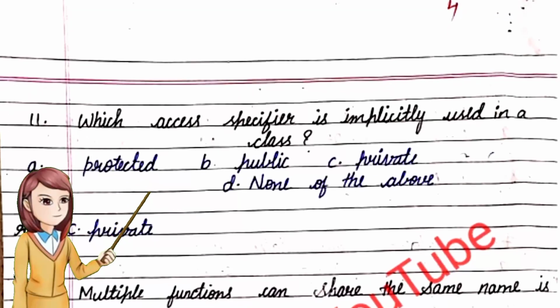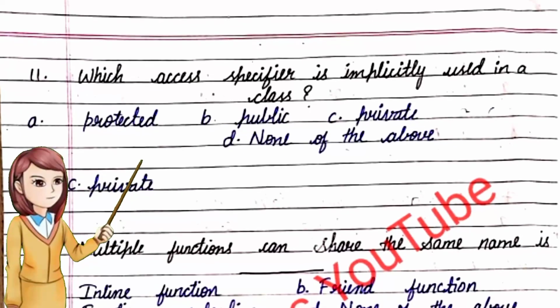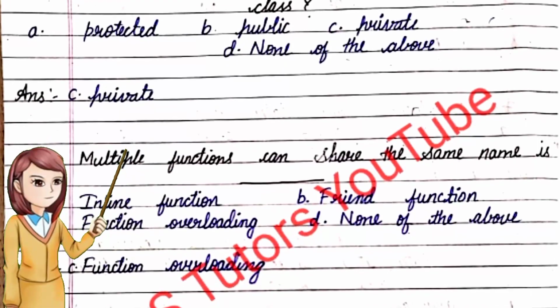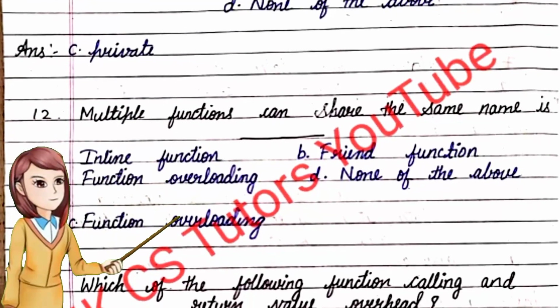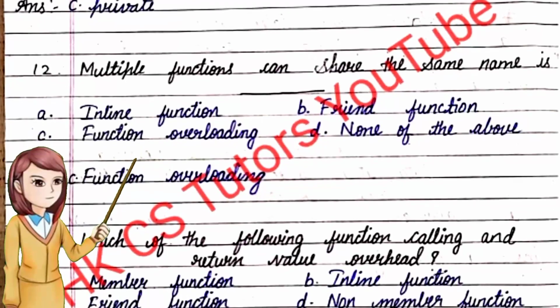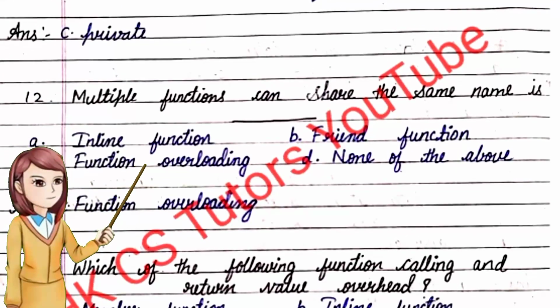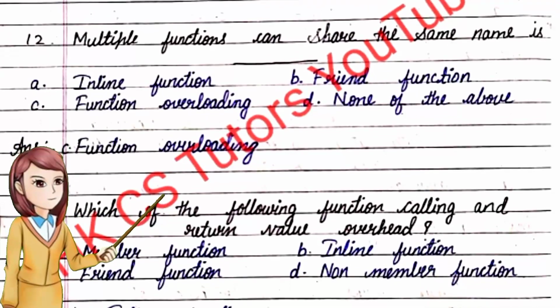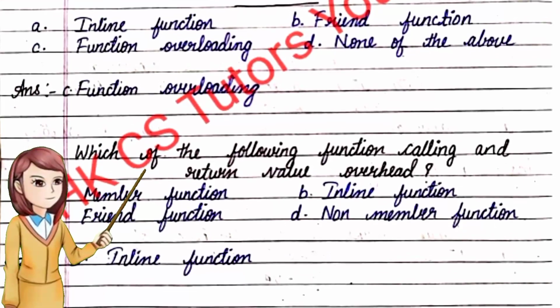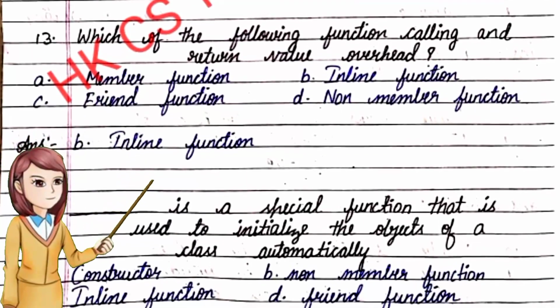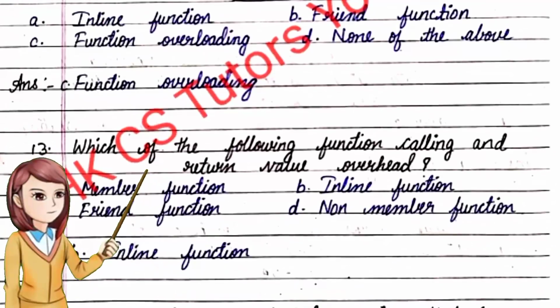12th one, multiple functions can share the same name is? Options are inline function, friend function, function overloading, none of the above. The answer is function overloading. 13th, which of the following has no function calling and return value overhead? Options are member function, inline function, friend function, non-member function. The answer is inline function.